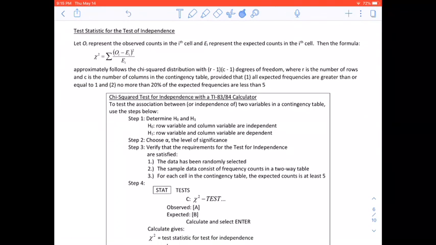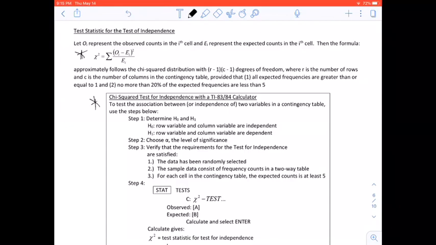To calculate the test statistic for the test for independence, we're going to let O sub i represent the observed counts for the ith cell, and E sub i represent the expected counts for the ith cell. Then the formula, and we saw this before in the previous section, approximately follows the chi-square distribution with (R minus 1) times (C minus 1) degrees of freedom, where R is the number of rows and C is the number of columns in the contingency table, provided that all expected frequencies are greater than or equal to 1, and that no more than 20% of the expected frequencies are less than 5.